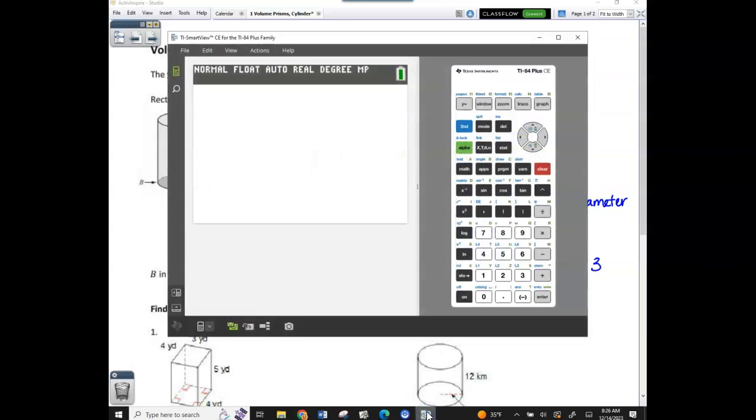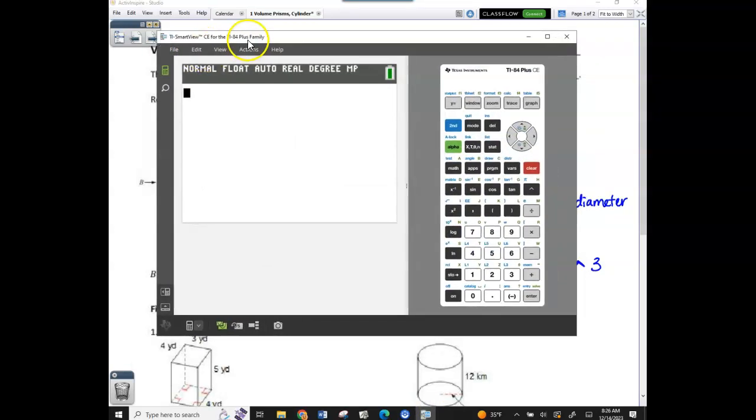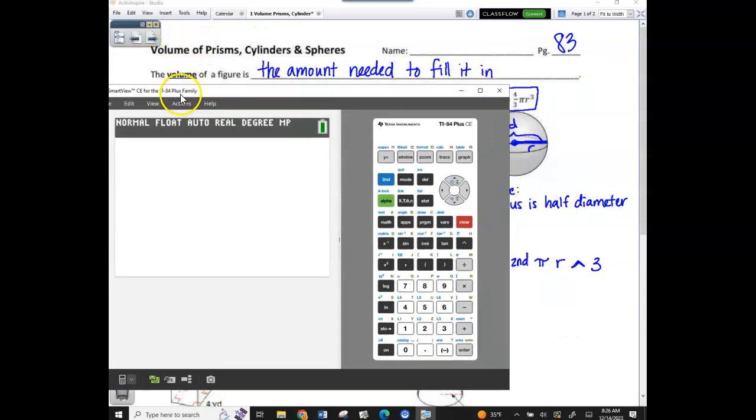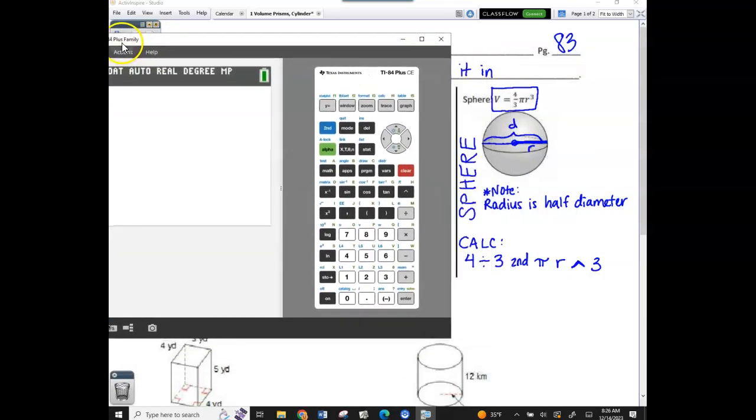So let me show you. Yes, it is under clear. Let me move this. So write that down.